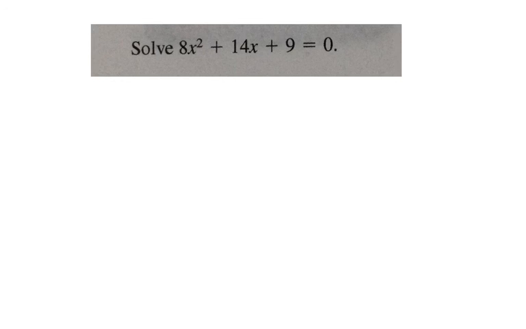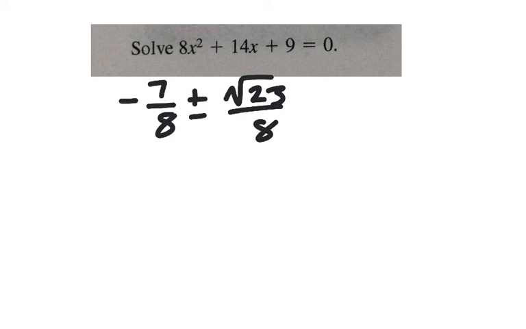Okay, the answer should have been negative 7/8 plus or minus radical 23 over 8i.